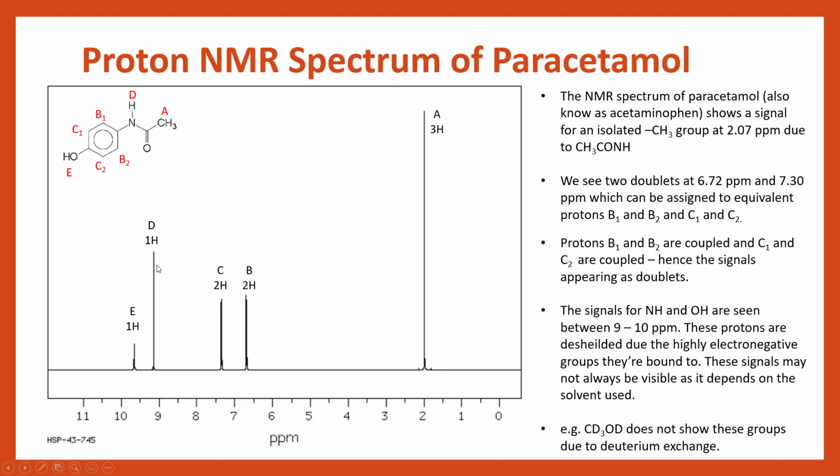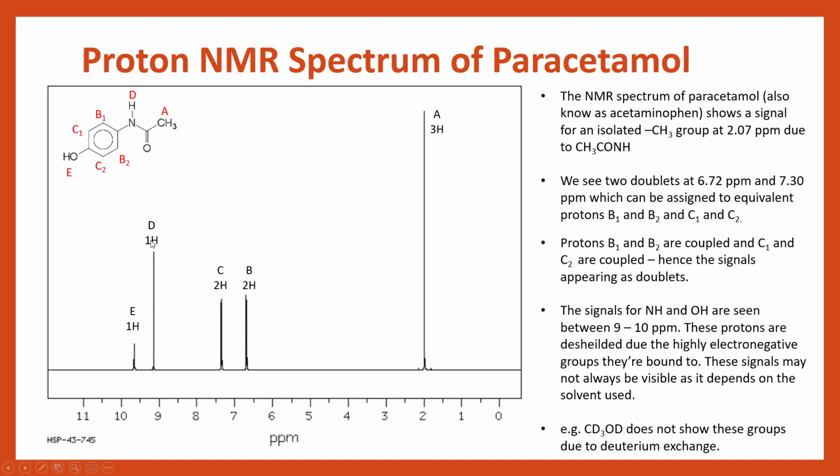And then we have 2 more hydrogens remaining. Again, these 2 peaks may not always appear. With our NH and our OH, these protons are massively de-shielded due to the highly electronegative groups they're bound to, the nitrogen and the oxygen. So they're pulled all the way down, to about 9 and 9.7 respectively.